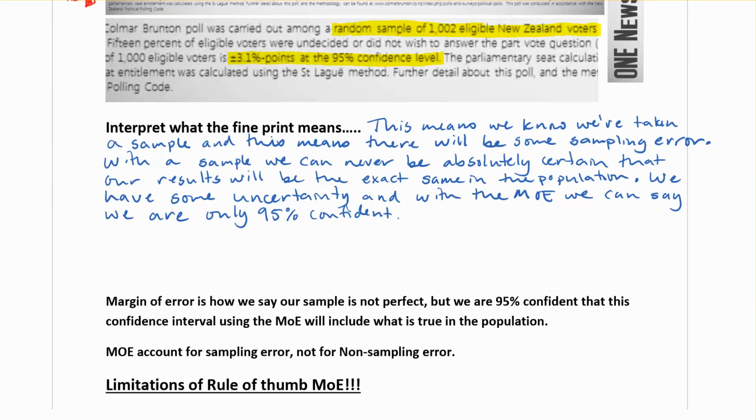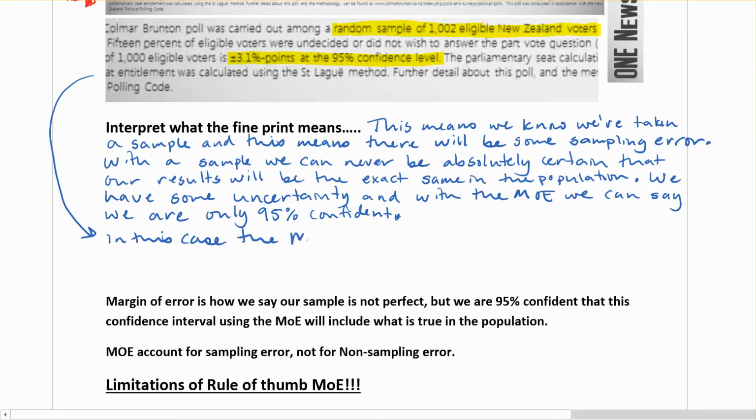And with the margin of error, we can say we are only 95% confident. So the margin of error helps give us, again, a confidence interval, much like you guys would have done in your internals, where we can say we think that the population is somewhere between these two numbers. So in this case, they've told us the margin of error is equal to plus or minus 3.1%. And there's calculations we'll learn about how to calculate this, and we use kind of a shortcut version of it.